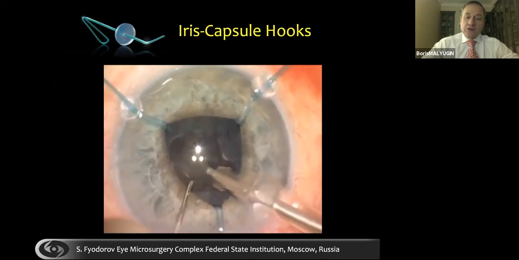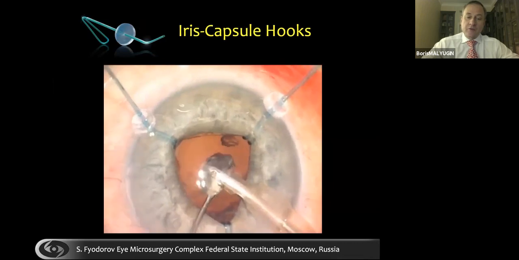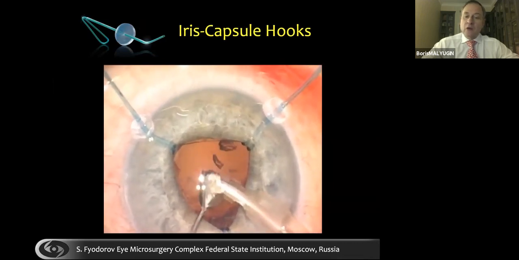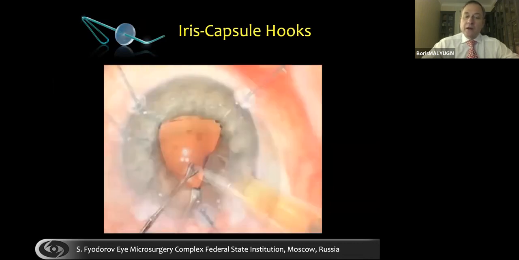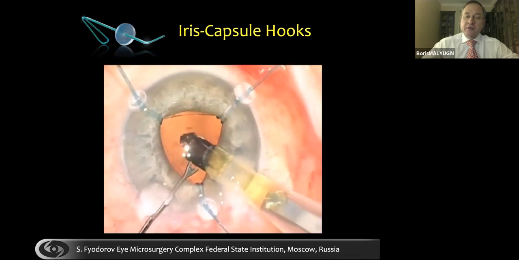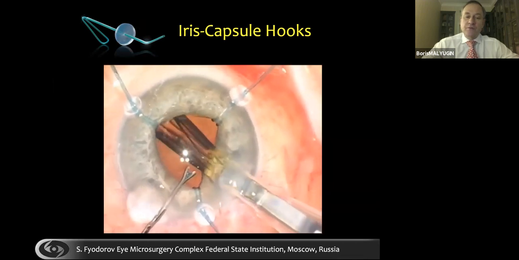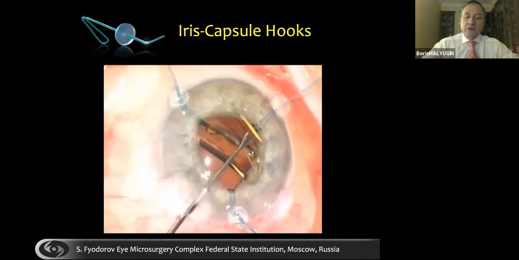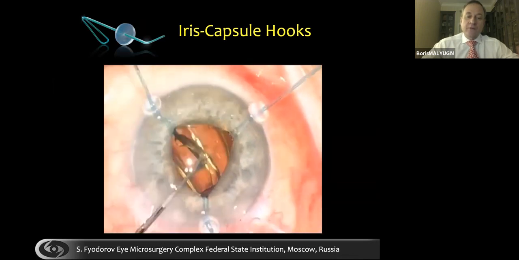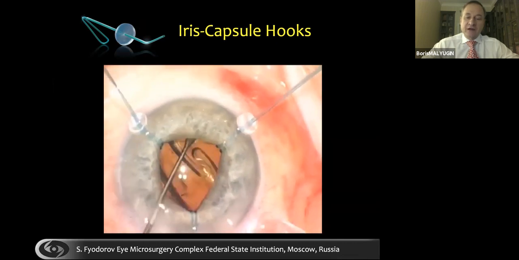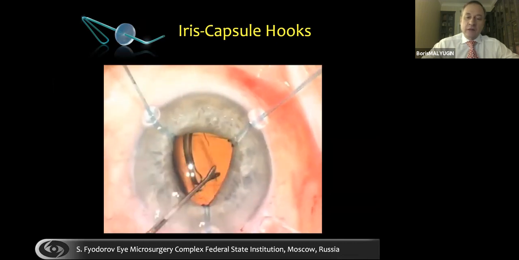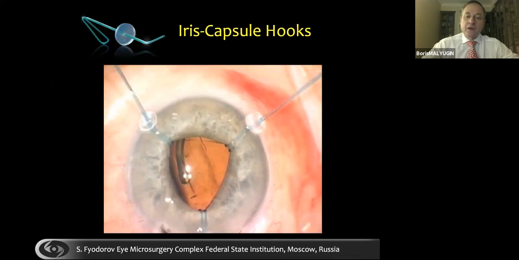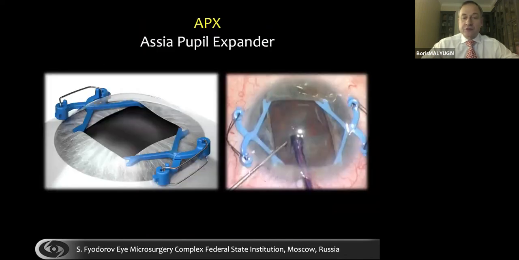And again, you see that the pupil was not perfectly wide. However, now we are expanding the pupil and at the same time supporting the capsular bag and supporting missing zonules, having a double effect of expanding the pupil and providing good stabilization of the capsular bag during the procedure.